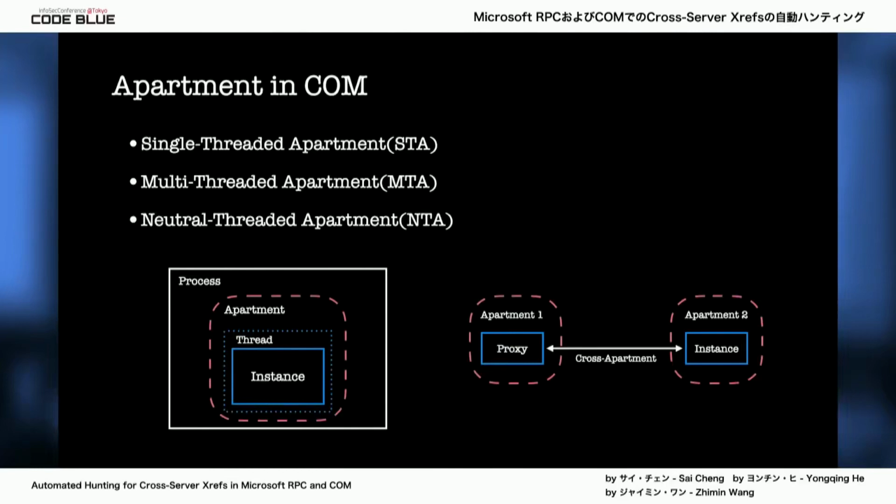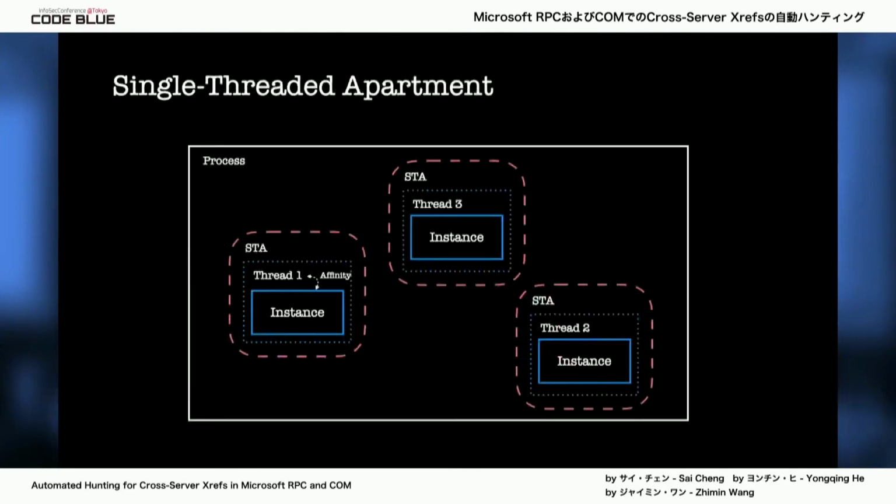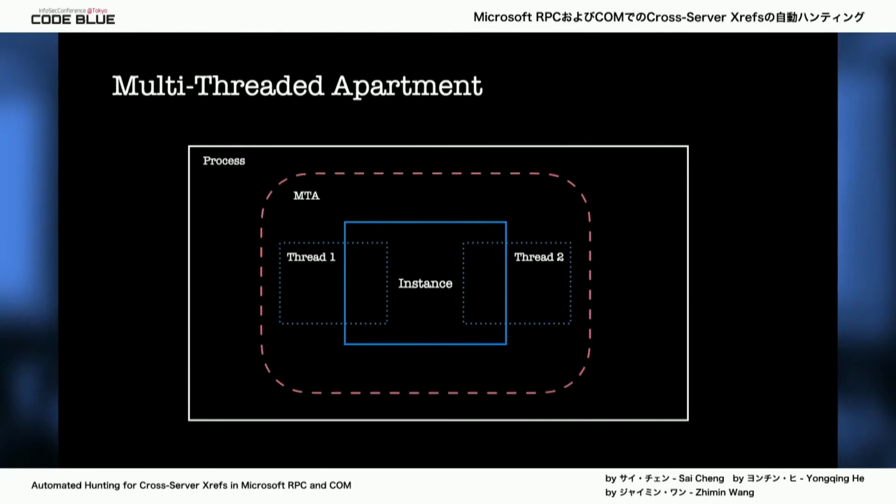There are 3 apartment threading models: STA, MTA, and NTA. For a single-threaded apartment, only one thread at a time is allowed to execute interface methods, so there is no need to handle thread synchronization manually. A process can contain more than one STA. With MTA, multiple threads can execute methods concurrently. There is only one MTA per process.